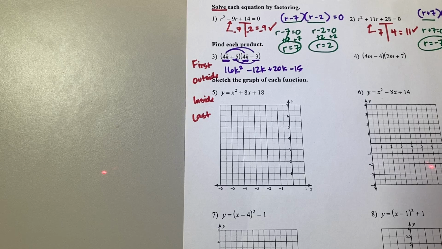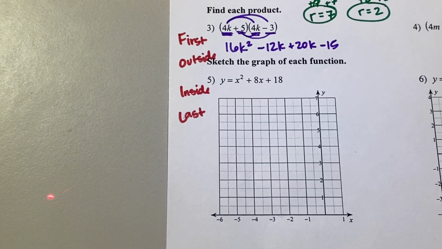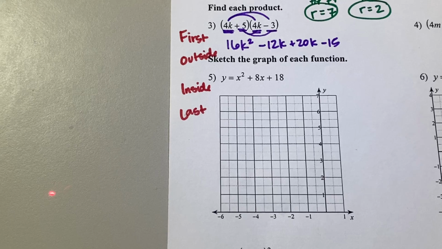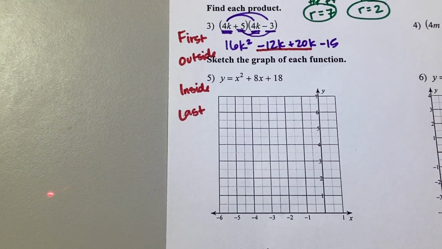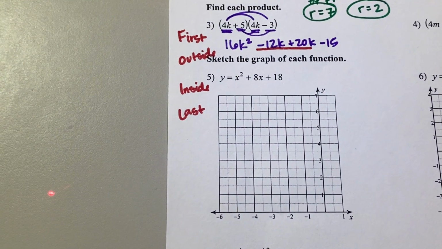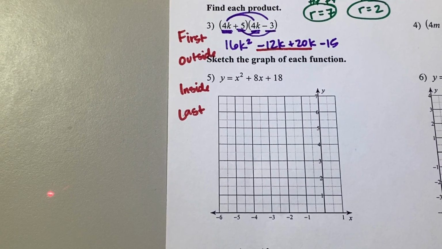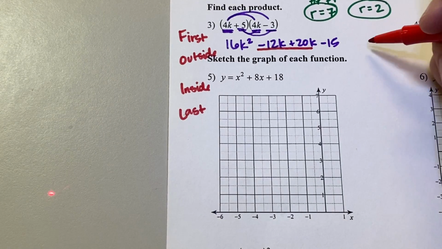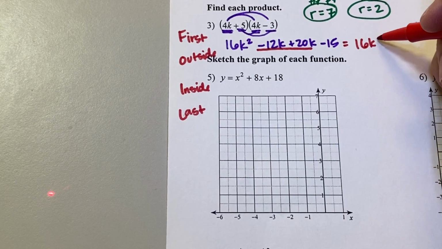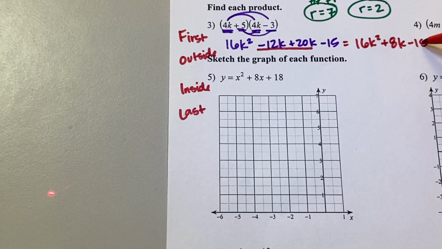Okay, we're not fully simplified because where are my like terms that I can combine? Kaylee? Negative 12k and 20k. Beautiful. Negative 12k and 20k is going to turn into what? What is negative 12 plus 20? We're in the negatives, but we're adding 20. Kaylee? It would be 8k. Positive 8. So this whole thing simplifies to 16k squared, positive 8k, negative 15.